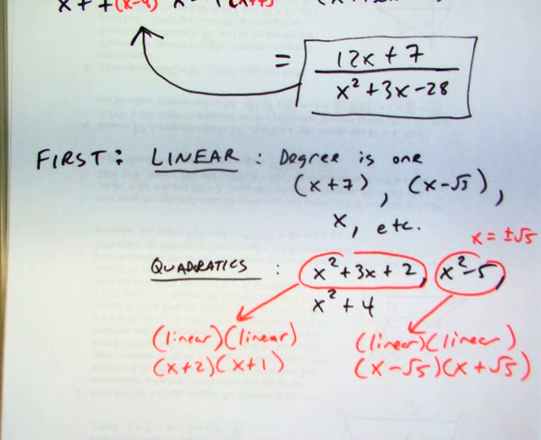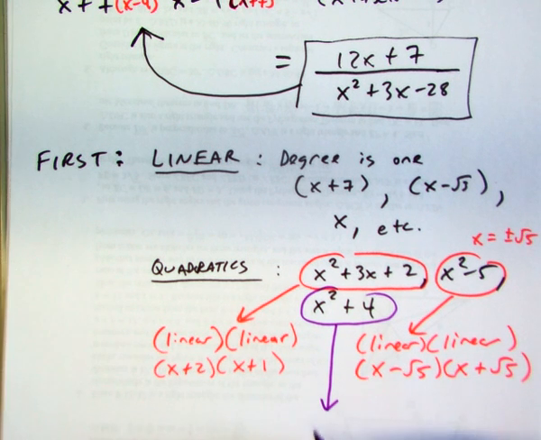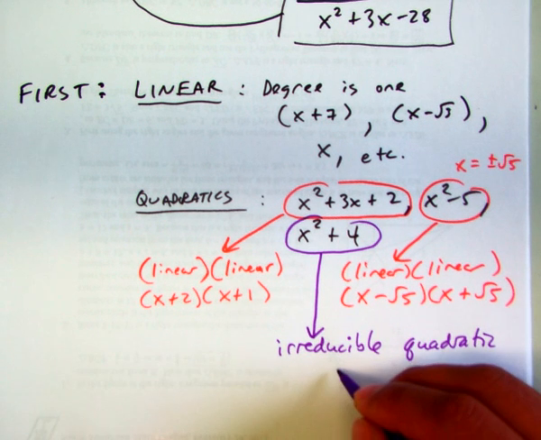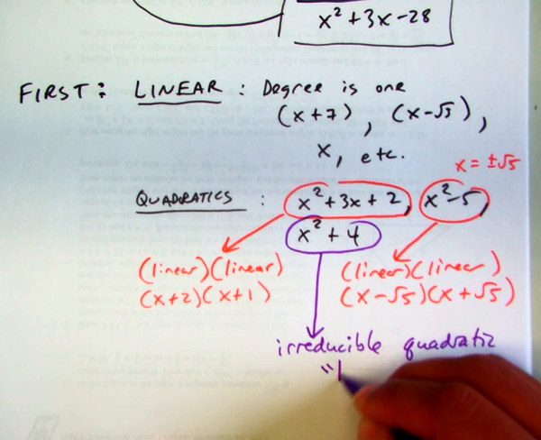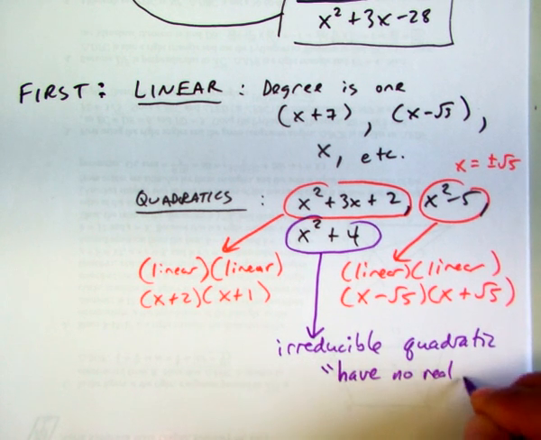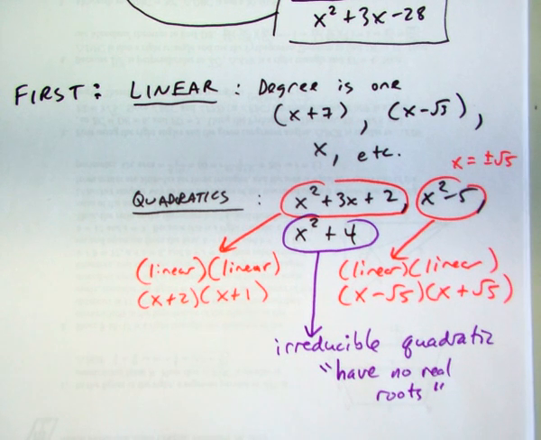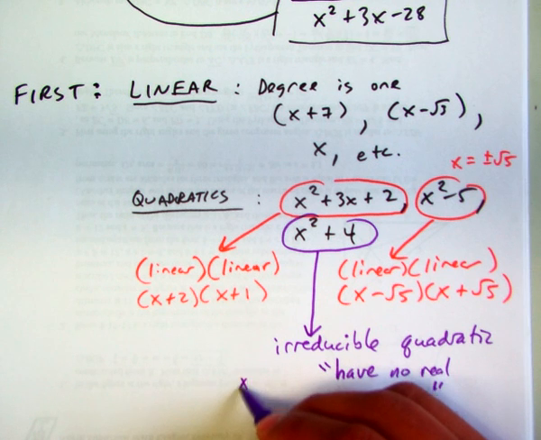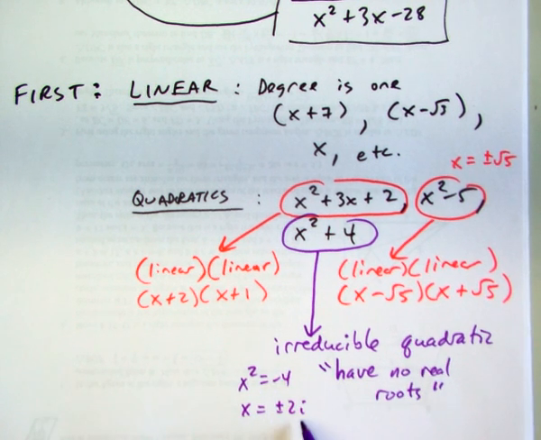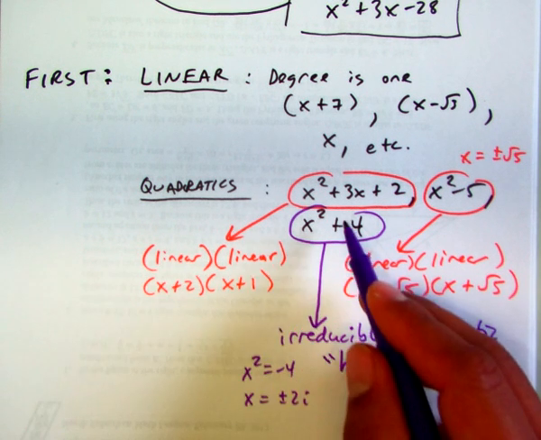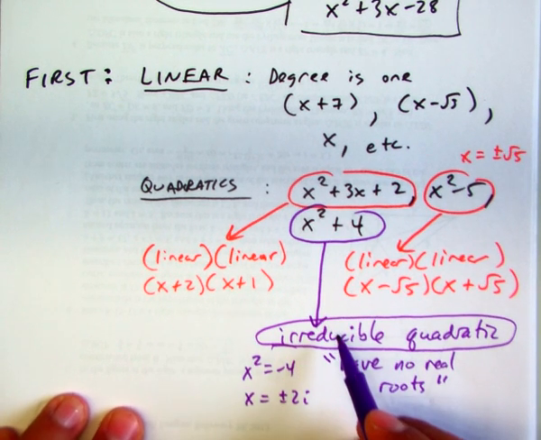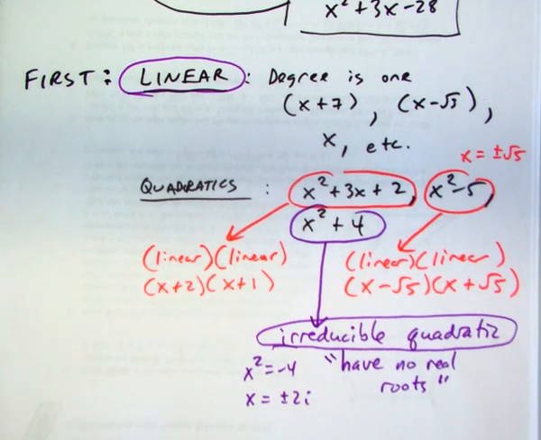This last one here, or anything like this, is a special case that we call an irreducible quadratic. We know things are irreducible quadratics when the expression has no real roots. So if you tried the trick that we did with x squared minus 5 and set this equal to 0, you'd get x squared equals negative 4, so x is going to be plus or minus 2i. These are imaginary answers. So anytime you'd have imaginary answers from a quadratic, we call that an irreducible quadratic. So irreducible quadratics, linears, and of course, quadratics. That's really all you need to know here.